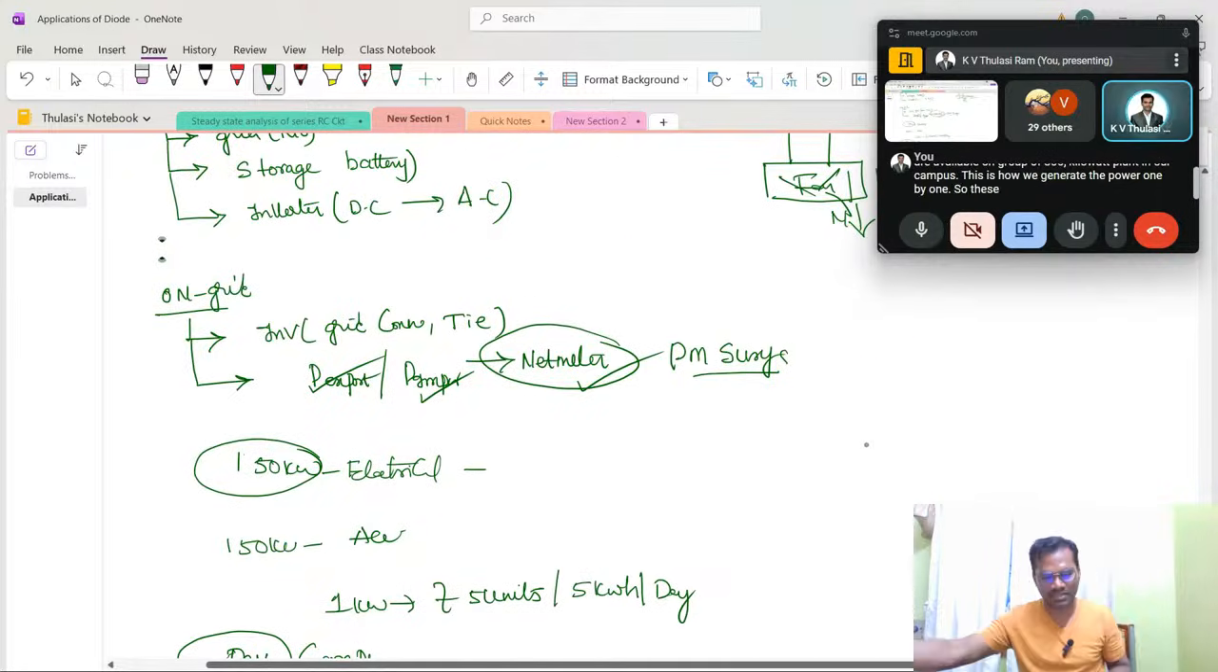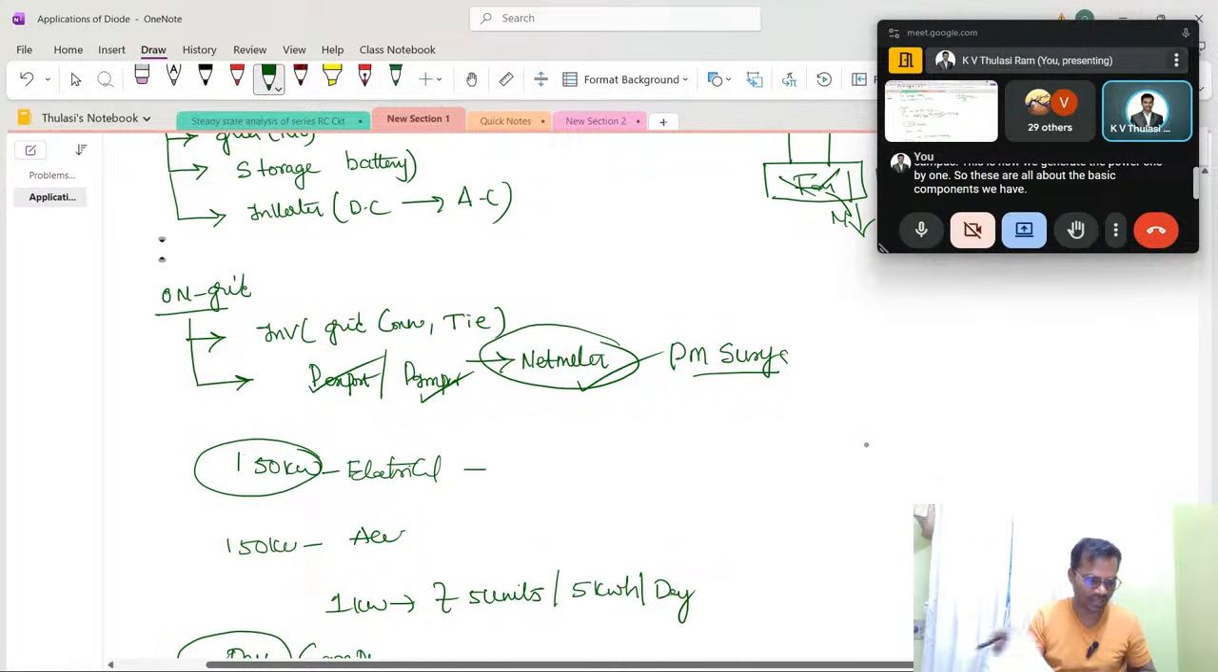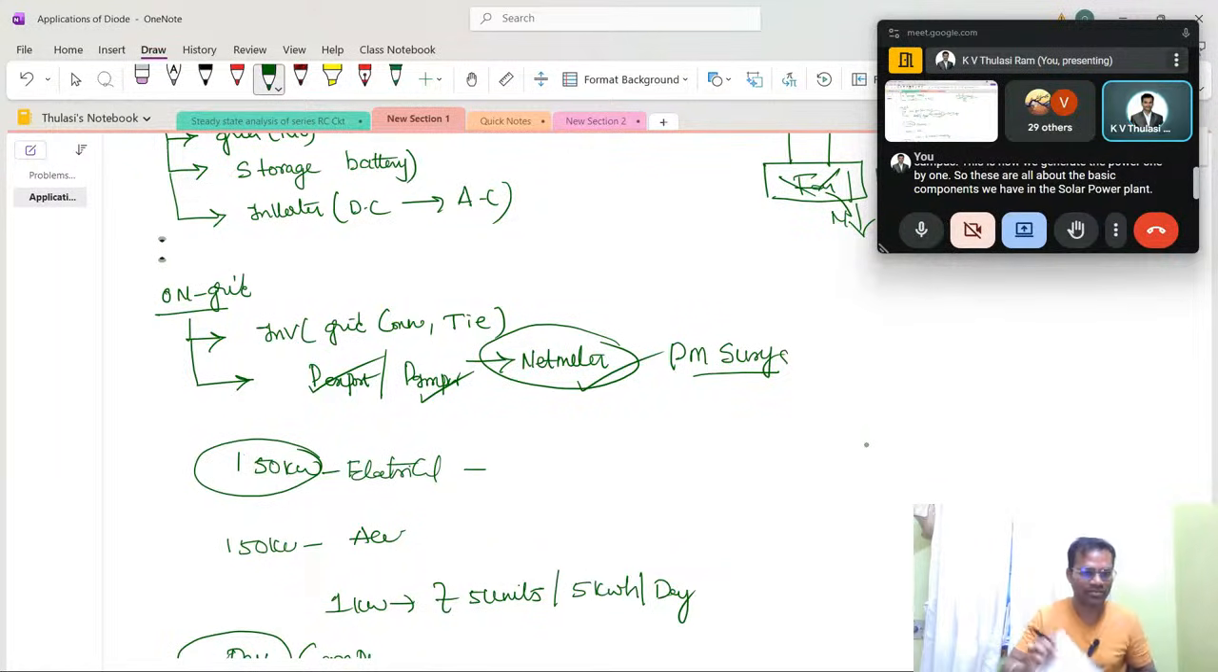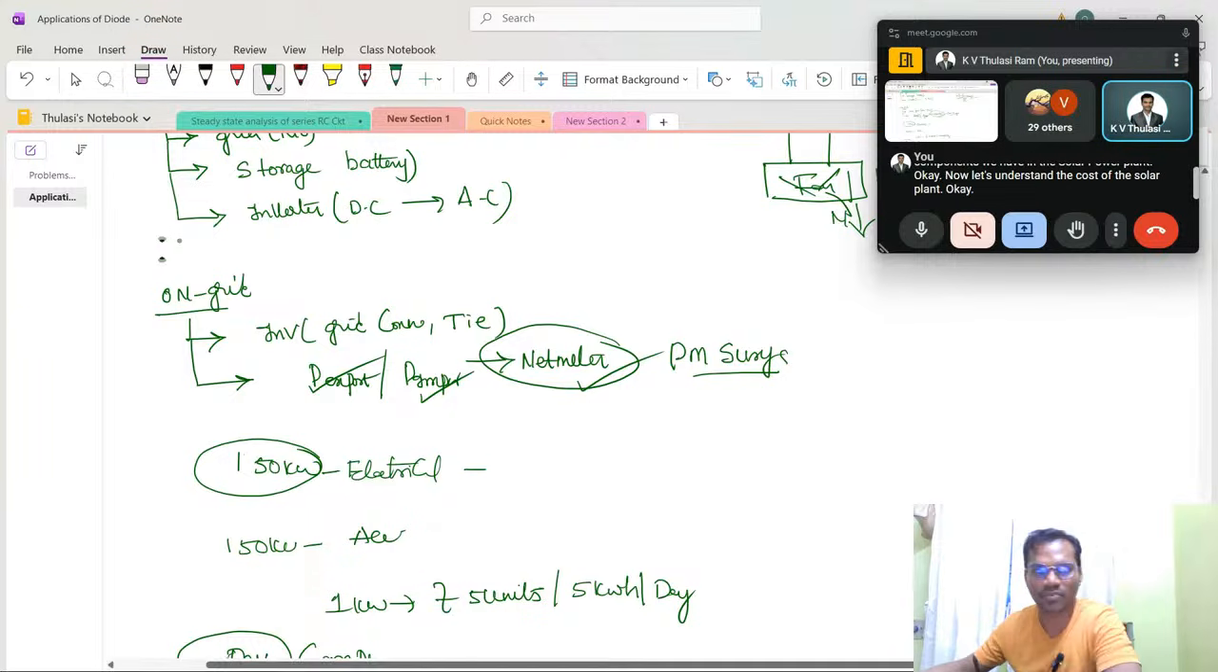So these are all the basic components we have in the solar power plant. Now let's understand the cost of the solar plant. But first, let's have a small revision.